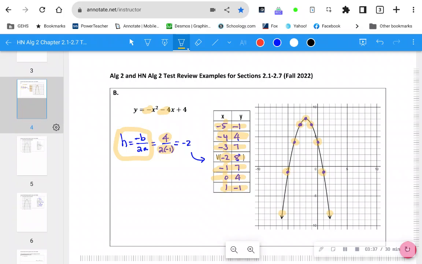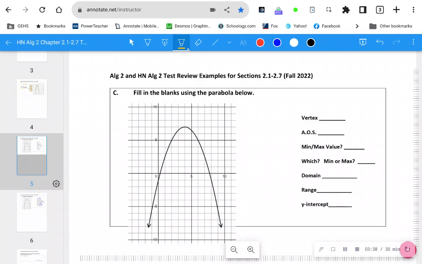Okay, example C. We have a laundry list of things that are asked about this graph. So see if you can find the vertex, the axis of symmetry, the maximum or minimum value, decide which it is, maximum or minimum, the domain and range, and the y-intercept.